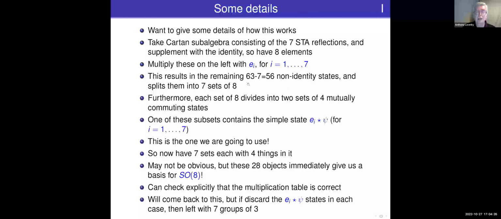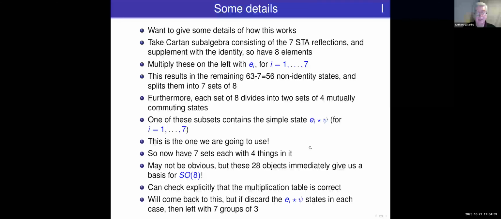If you discard the identity, we've got 56 states. Every single one of them is picked out by this process, which splits them into 7 sets of 8. Okay, so 56 goes to 7 sets of 8 via this. Furthermore, each set of 8 divides into 2 sets of 4 mutually commuting states. One of these subsets contains a simple state, E_I star psi for I equals 1 to 7. That's the one we're going to use. So now we've got 7 sets, each with 4 things in it.